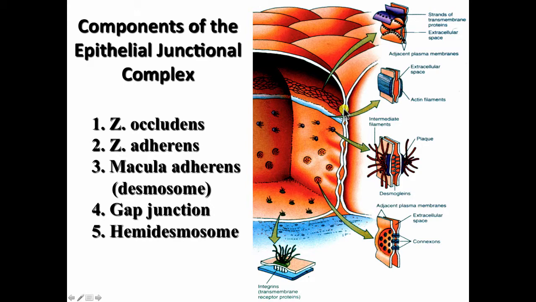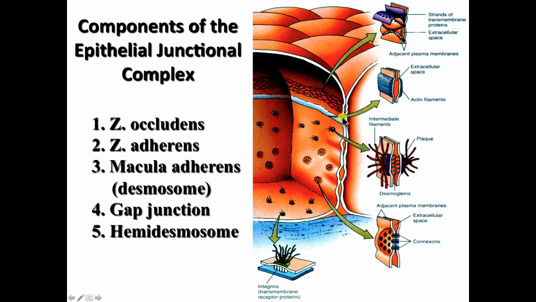There is less than a 2 nanometer gap between adjacent plasma membranes at the zonula occludens, so that even ions and water can't pass, and just about everything has to be actively transported from one side of an epithelial cell to the other side. The next component of the junctional complex is called the zonula adherens, and this is also a belt-like structure going all the way around the cell.